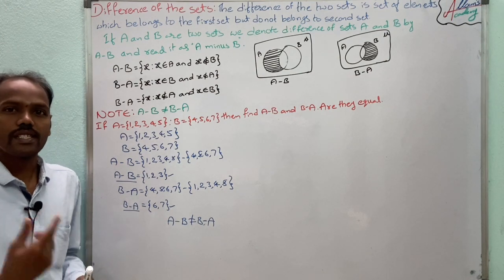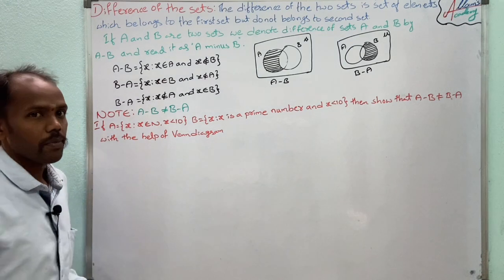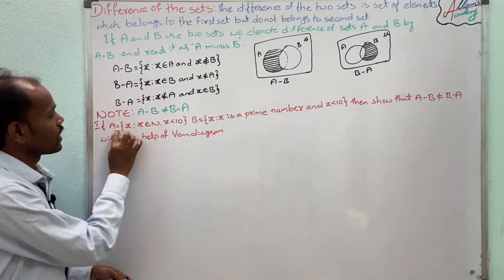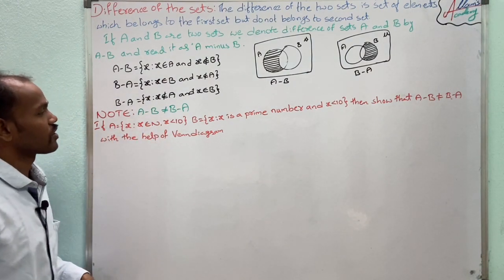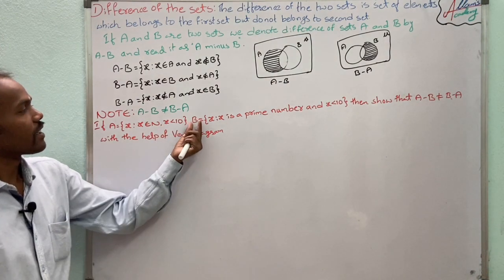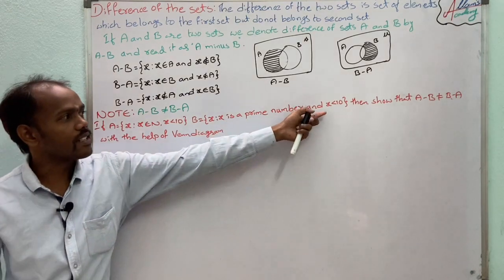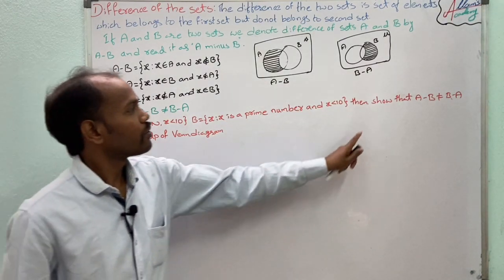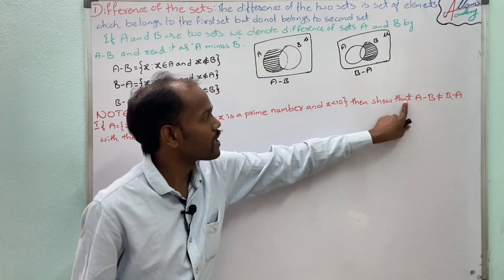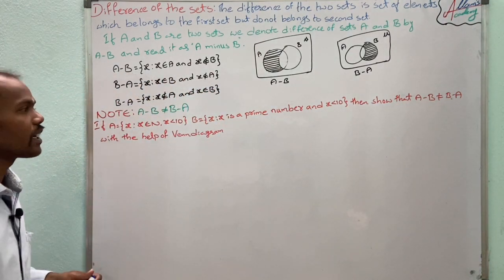Okay, now we see another problem. Now here we observed a problem. If the set A equals {x such that x belongs to N and x is less than 10}, and the set B is {x such that x is a prime number and x is less than 10}, show that A minus B is not equal to B minus A with the help of a Venn diagram.